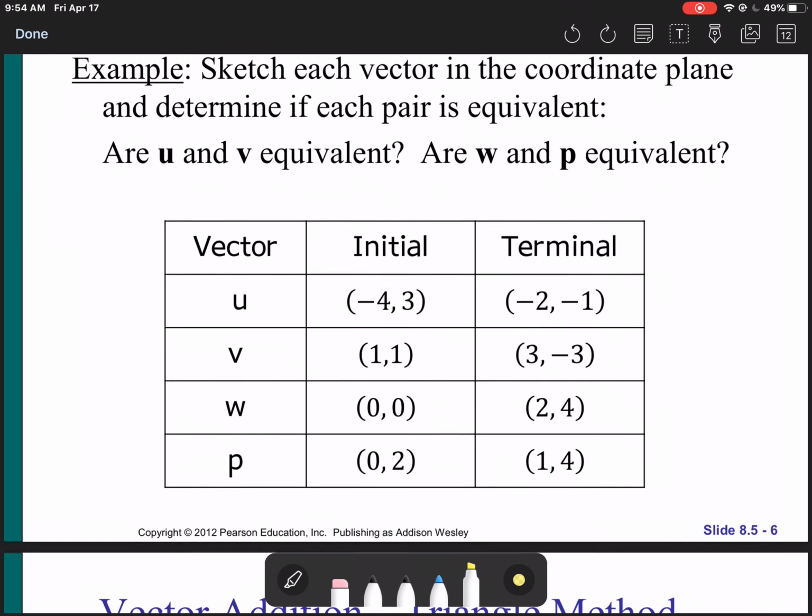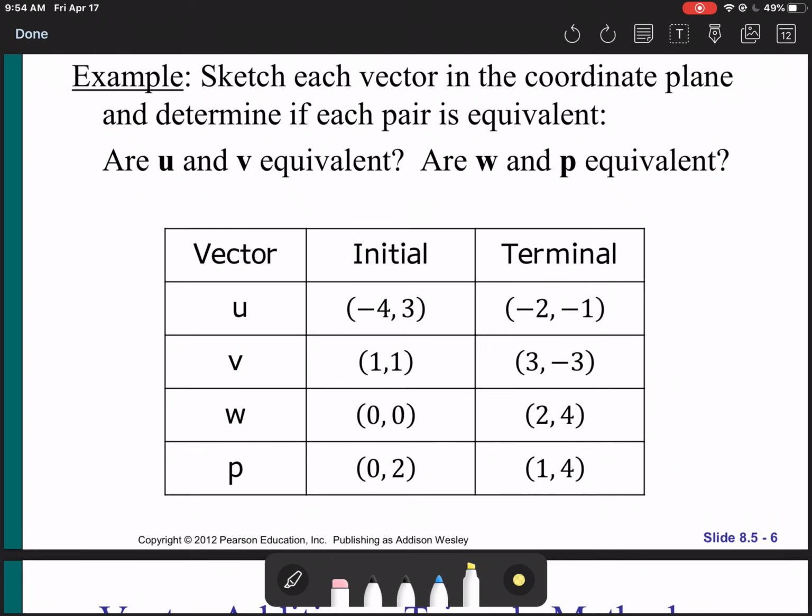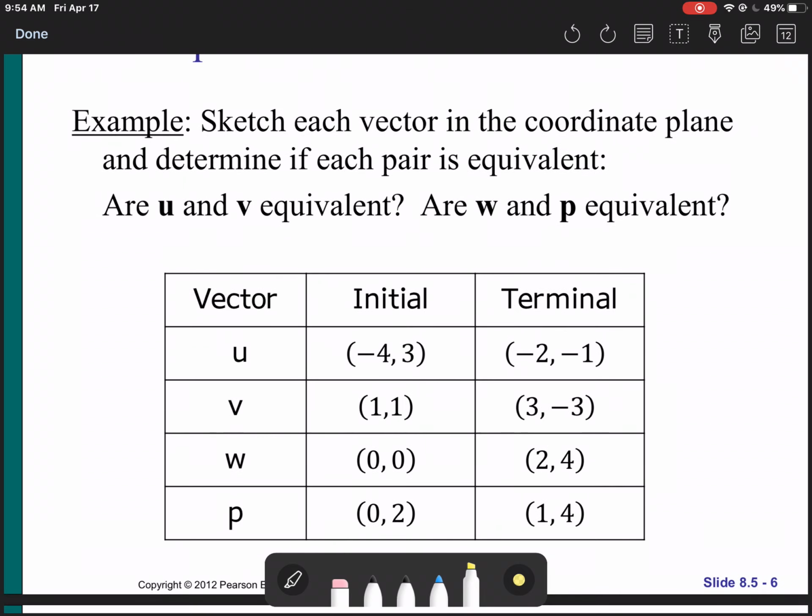For example, there's nothing really tricky here. It's just going to rely upon our basic use of algebra with the distance formula, with our slope formula. That's all this really is. So for example, first I'm going to sketch the vectors in the coordinate plane. And we want to determine if each pair is equivalent. So are vectors u and v equivalent, or vectors w and p equivalent? I'm given in the table vectors u, v, w, and p. I've got the initial and terminal point of each vector.